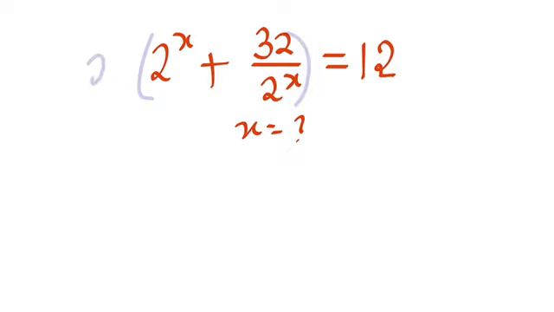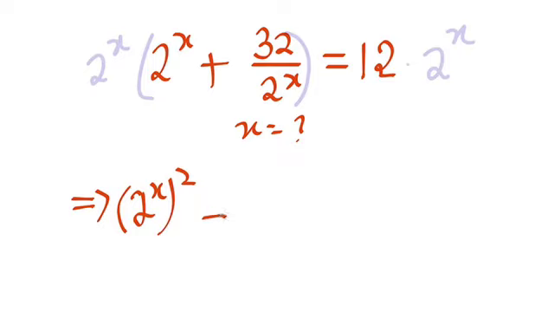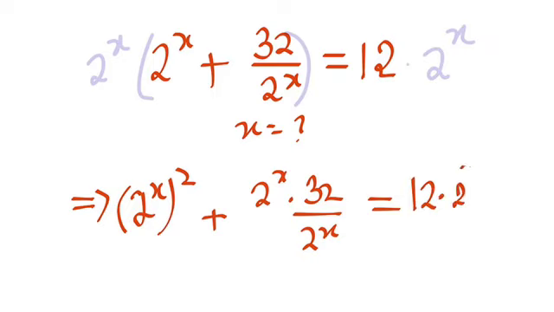We're going to have this to be 2 to the power of x, and we multiply this also by 2 to the power of x. So now when you multiply that, you're going to have 2 to the power of x, then to the power of 2, plus 2 to the power of x multiplied by 32 over 2 to the power of x, then equals 12 multiplied by 2 to the power of x.